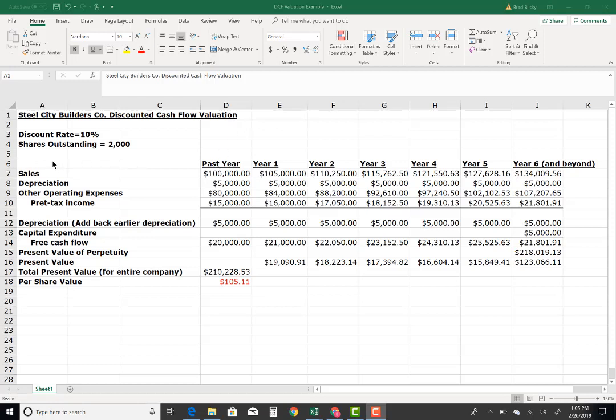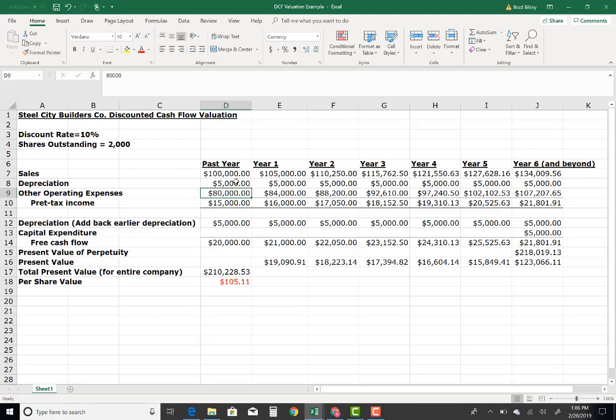Then whatever amount they have for sales or revenue for the past year, all right, input that into this column right here. All right, and then I want you to look at all the expenses the company had up to the point where they paid taxes. So all expenses before taxes. And we're going to put those expenses in these next two areas.